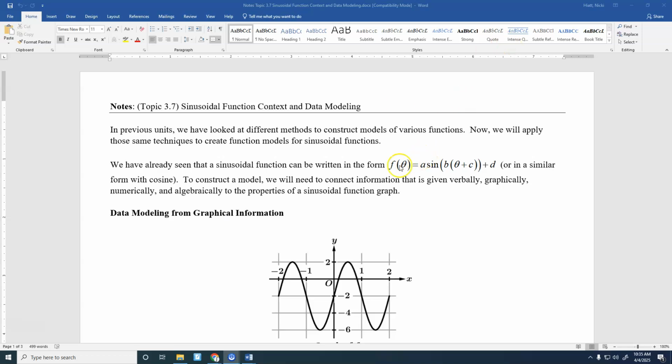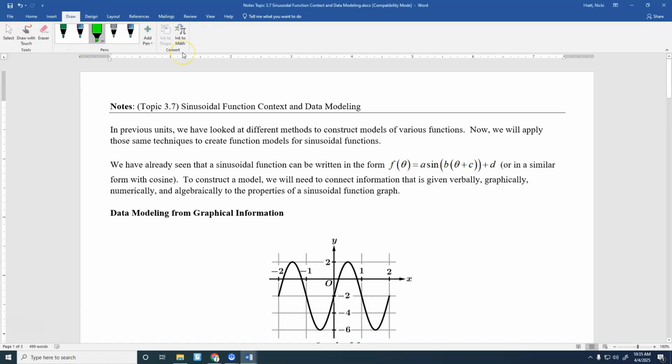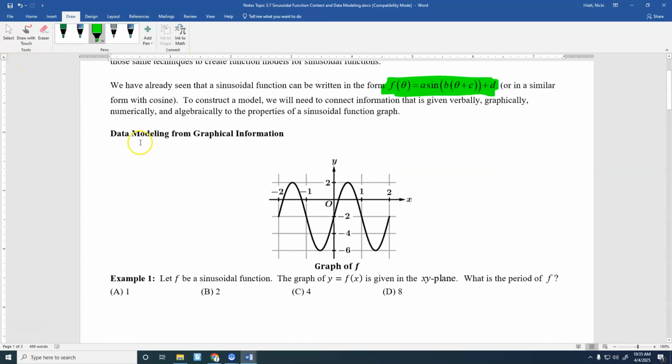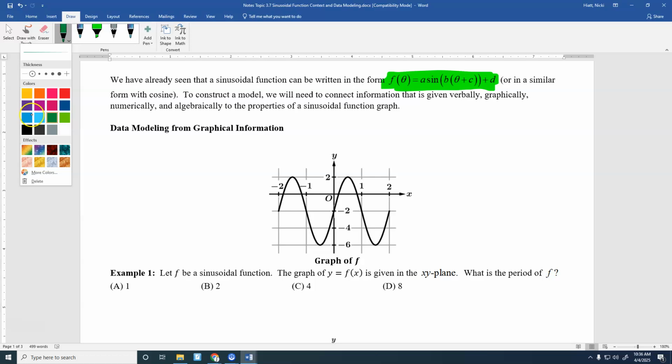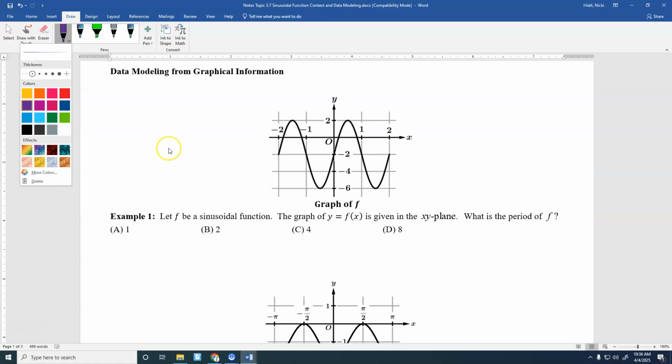In general, we are going to be using this formula right here. As we saw on that last worksheet, they might use cosine instead of sine, although sine is the most standard here. So we just really start off here with some pretty basic stuff. These are not necessarily even modeling questions. They're just making sure we understand what is happening here.